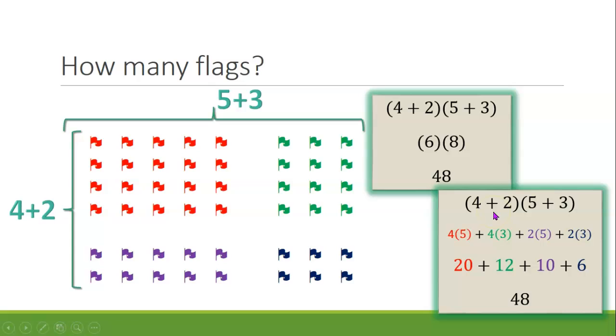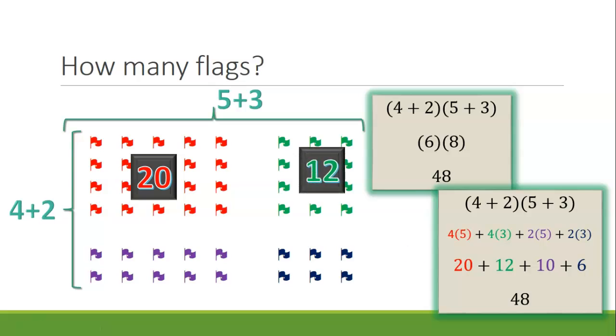And that's really the distributive property in action, because we're taking this 4 plus 2 times 5, plus we're taking it times 3, and when we take it times 5, the 4 gets multiplied by the 5, and the 2 gets multiplied by the 5, the 4 gets multiplied by the 3, and the 2 gets multiplied by the 3. So in all, we got 4 times 5, which is 20, 4 times 3, which is 12, and then 2 times 5, which is 10, and 2 times 3, which is 6. Add them all together, we get 48.